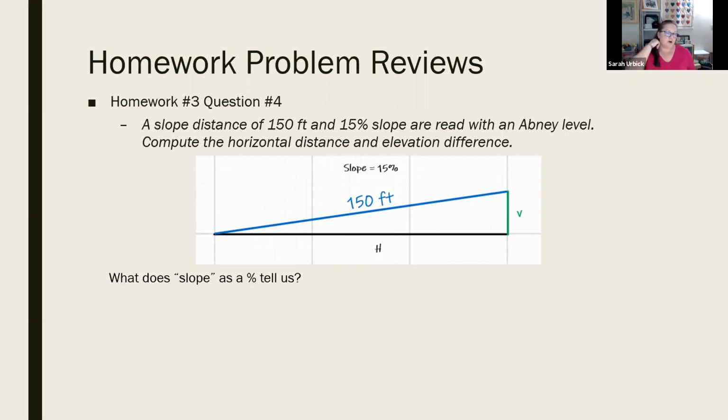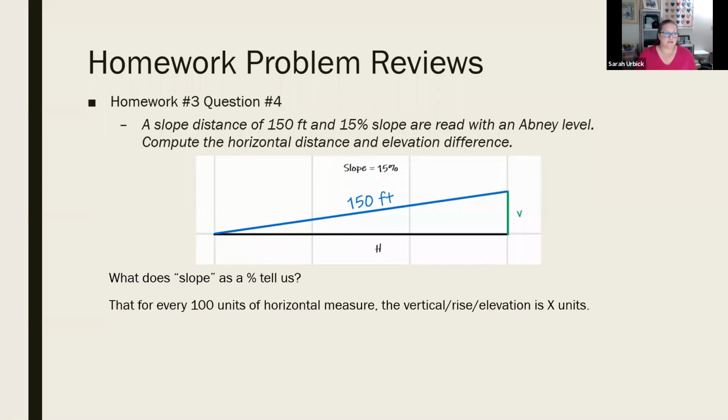So slope as a percent tells us that for every 100 units, feet, meters, centimeters, doesn't matter, for 100 units of measure horizontally, we go X units vertically, okay? So that's something to watch out for when you see that percentage.